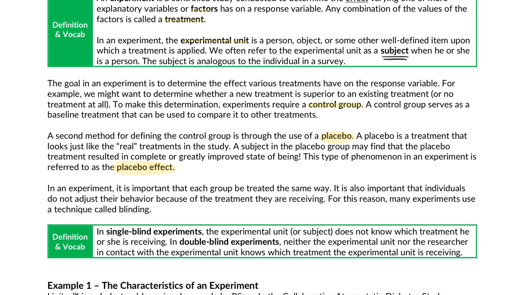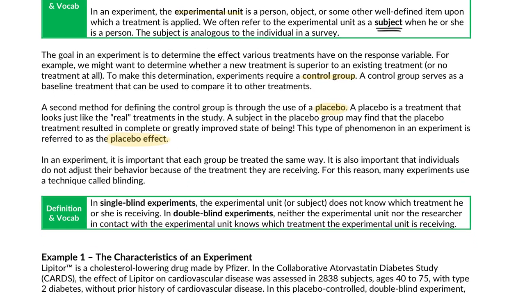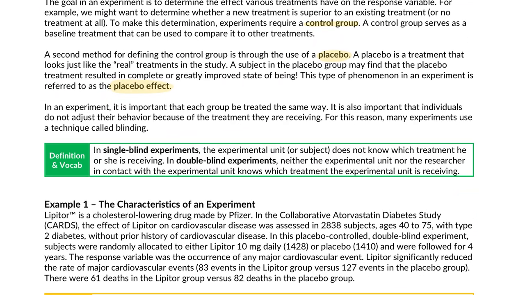In an experiment, it is important that each group be treated the same way, which is why we have a placebo, so that they receive some sort of pill, receive some sort of treatment. It is also important that individuals do not adjust their behavior because of the treatment they're receiving. Again, the placebo is helpful there. For this reason, many experiments use a technique called blinding. In a single blind experiment, have you ever heard these terms before? Single blind and double blind?